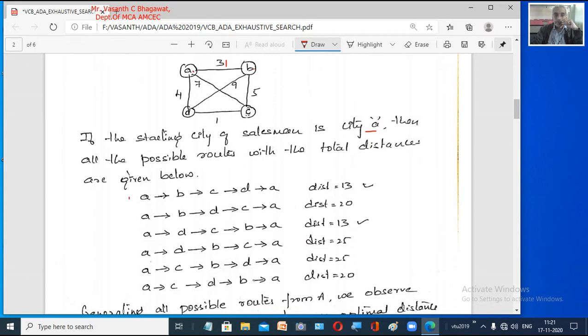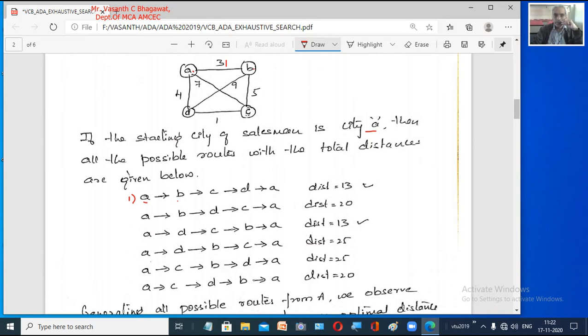now what he is doing, he starts from city A. So from A he goes to B. What is the total distance? Total distance is 3. From B, he can go to either D or C, right? We will first select from B, he goes to city C. What is the distance? 5. So 5 plus 3, total is 8, right? The total distance to city C is 5 plus 3, 8.